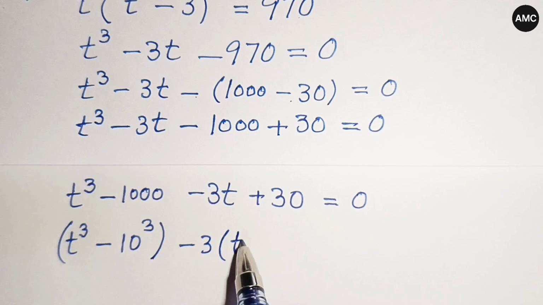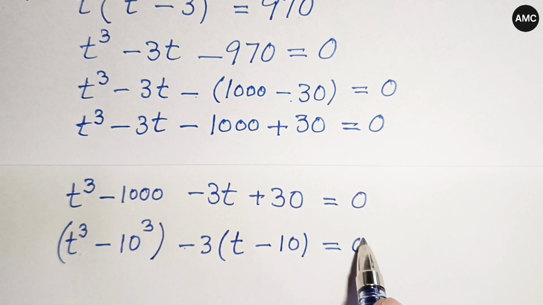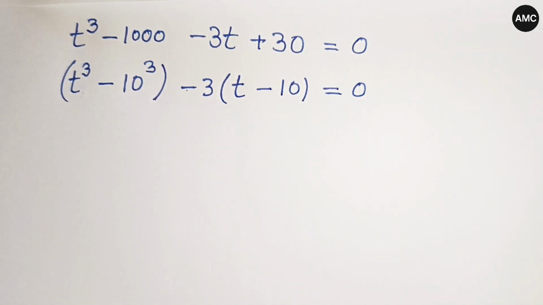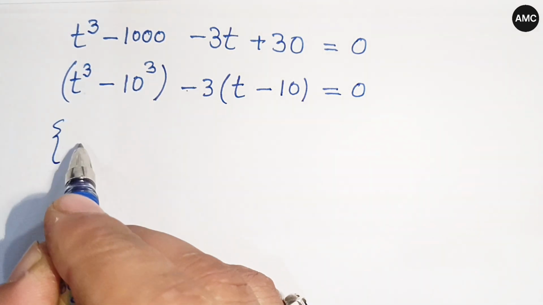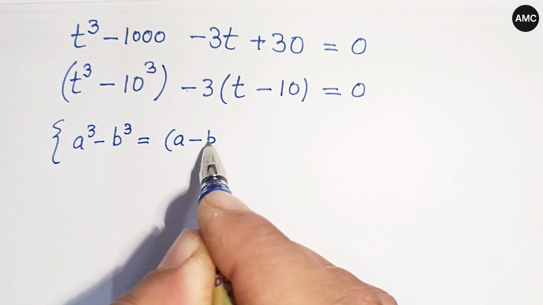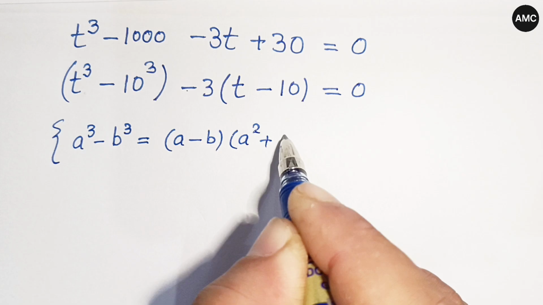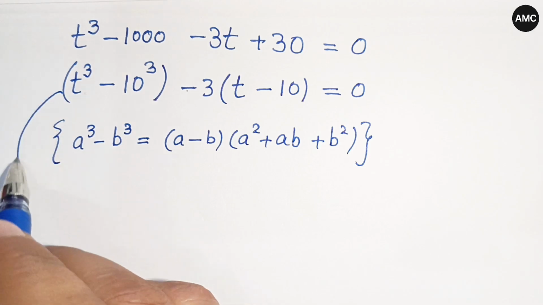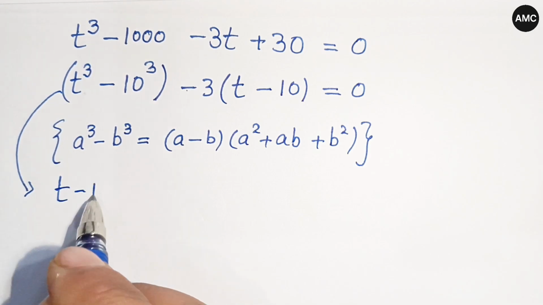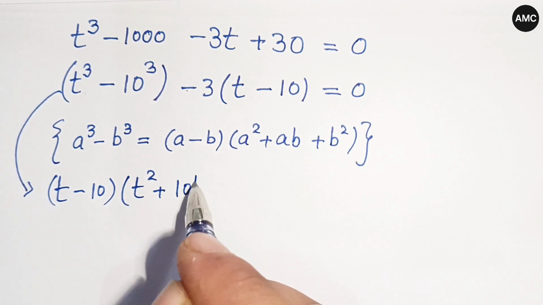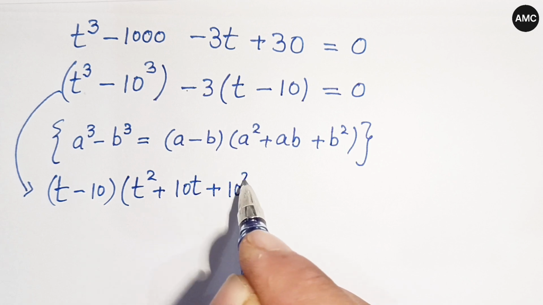Then inside the bracket we have t minus 10 (t cubed minus 30, divided by 3, gives 10) is equal to 0. Here we are going to use the algebraic identity a cubed minus b cubed, which is equal to a minus b times a squared plus a times b plus b squared. Applying this rule here, it will be t minus 10 times t squared plus t times 10, which is 10t, plus 10 squared.